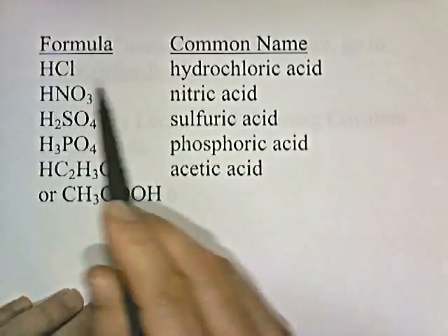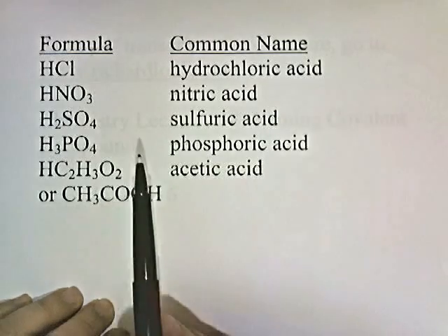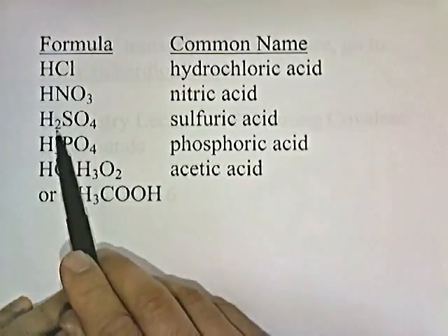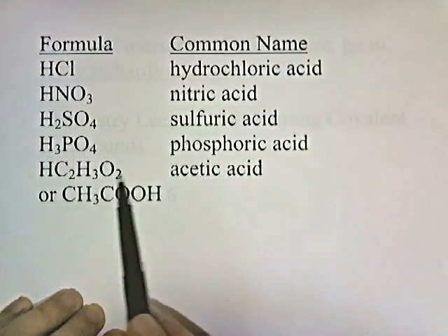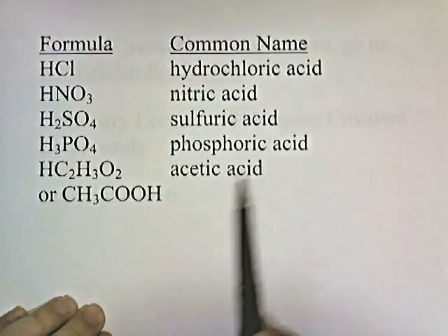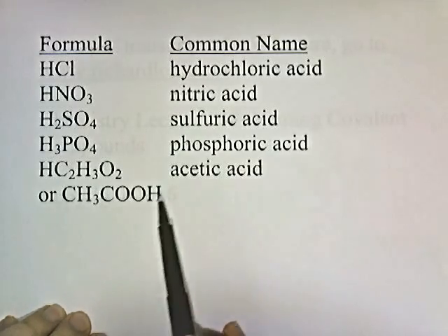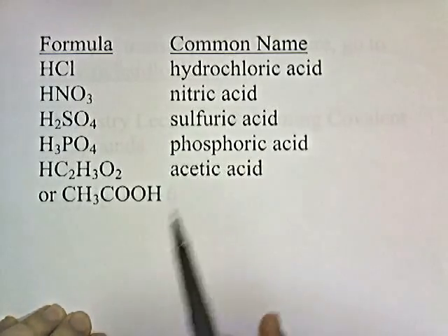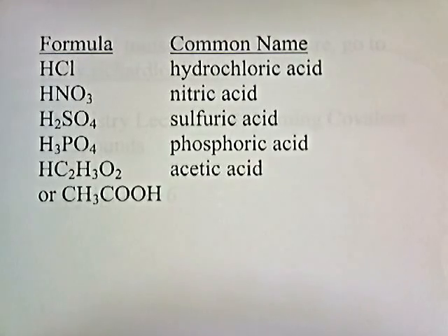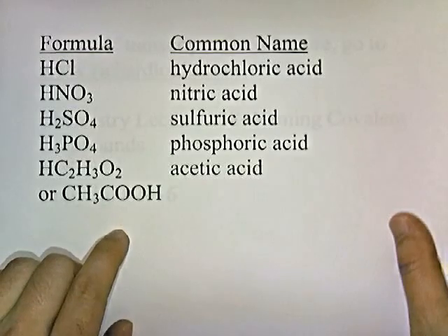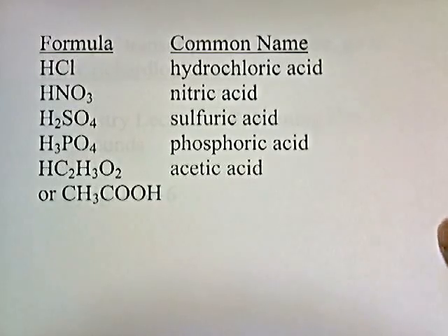Okay, HCl is hydrochloric acid. That's what you put in swimming pools to chlorinate the water. HNO3 is nitric acid. H2SO4 is sulfuric acid. H3PO4 is phosphoric acid, and then HC2H3O2 is acetic acid. The formula can also be written this way. Acetic acid is what gives vinegar its tang or its taste. This is the ingredient in vinegar that makes it vinegar.